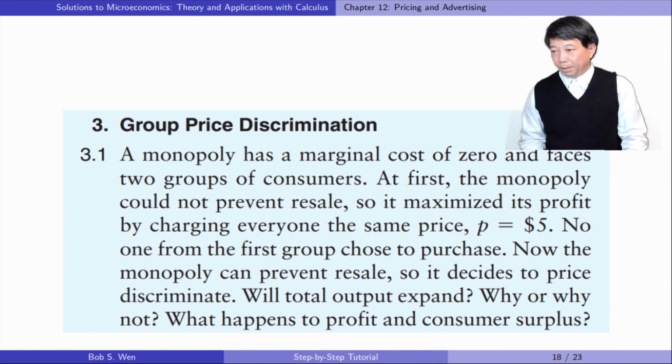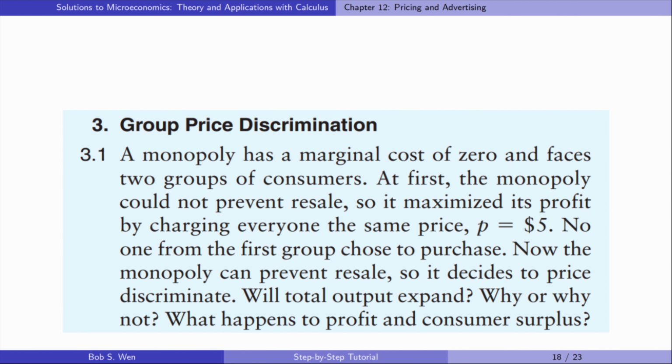Now the monopoly can prevent resale, so it decides to price discriminate. Will total output expand? Why or why not? What happens to profit and consumer surplus?